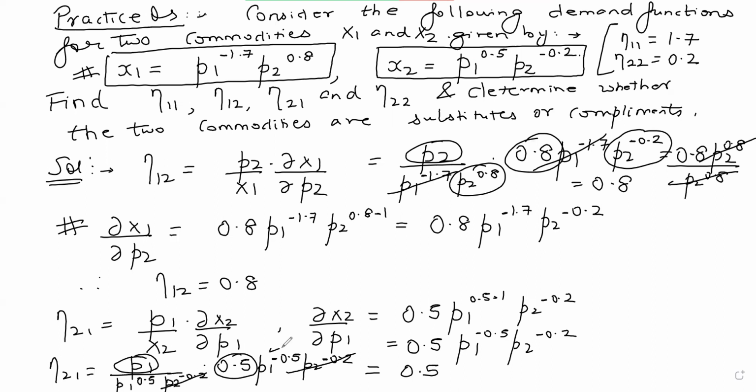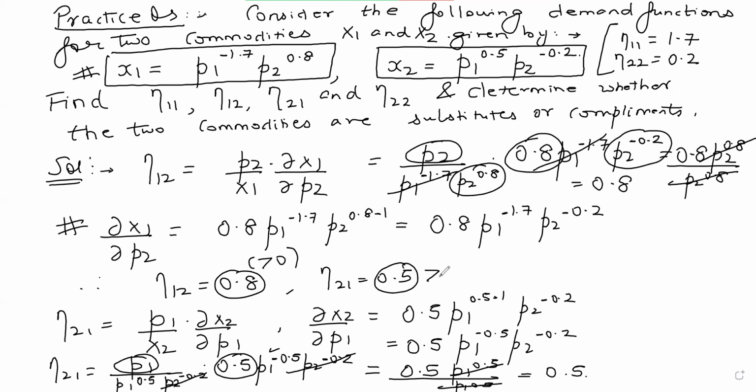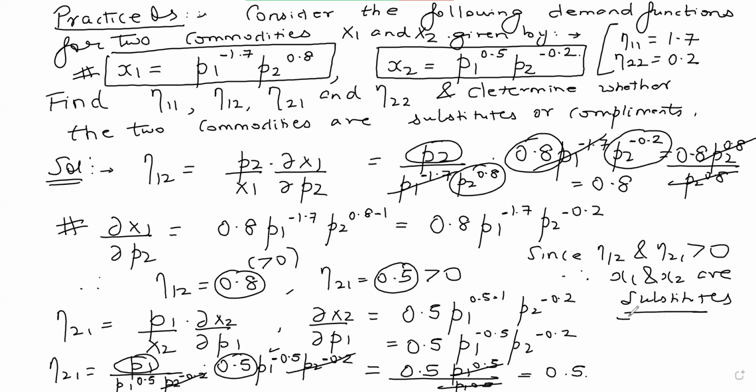P1 times P1 to the power negative 0.5 is P1 to the power 0.5. Denominator is P1 to the power 0.5. This and this cancel, I get 0.5. So I get my eta 21 as 0.5. Now this is also greater than 0. This is also greater than 0. So I can write, since my cross partial elasticities are both greater than 0, goods x1 and x2 are substitutes, because we have just done a few minutes back that if the cross partial elasticities are positive, both the goods are substitutes.